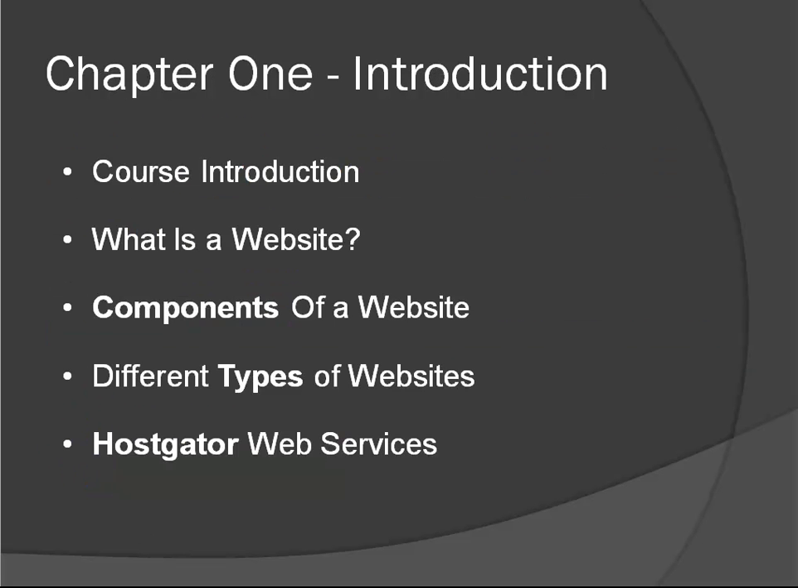Alright, so now that that's out of the way, let's get to Chapter 1. So Chapter 1 will be basically just an introduction, of course the course introduction, which is what we're doing now. We'll talk about what a website is, what components go into a website, so the domain name, hosting, things like that. We'll talk about the different types of websites, from static HTML to dynamic websites like WordPress and Joomla. And then we'll talk about HostGator web services and what's offered there, as far as domain names and hosting.